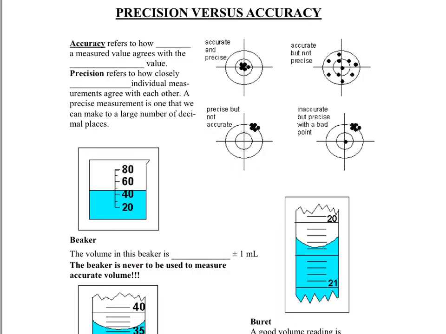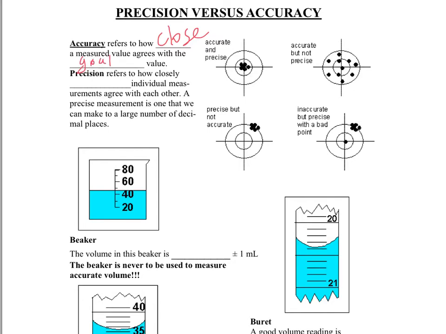Let's begin with the concepts of precision and accuracy, and the fact that they are not actually the same, hence the use of the word versus. So this is precision versus accuracy. Now, colloquially we use these two interchangeably, but that's not actually the correct method of using these words. Accuracy refers to how close a measured value agrees with the accepted or goal value.